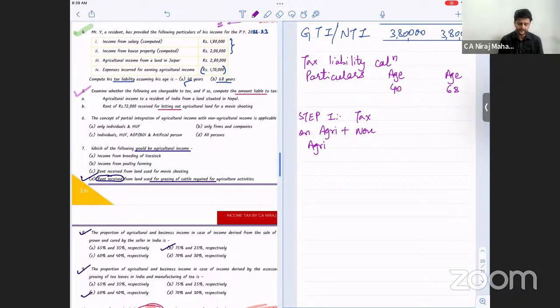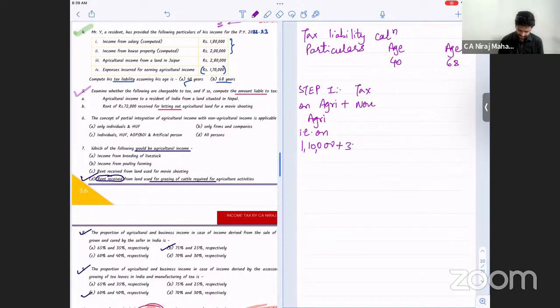Tax on agri plus non-agri. That is on 1,10,000 plus 3,80,000. That is on 4,90,000. Yes, still all of you. Please be careful. The ages are different. So you have to reduce from basic exemption limit. Okay, I'm writing a BEL.